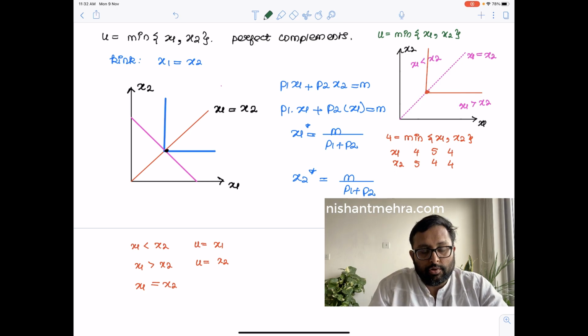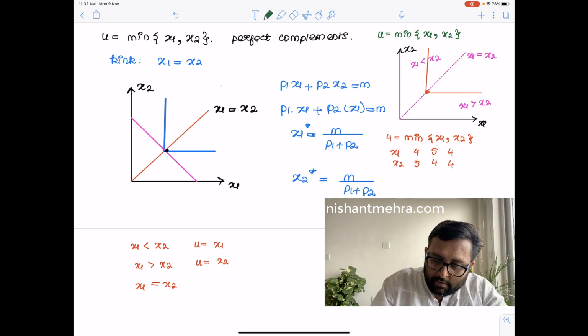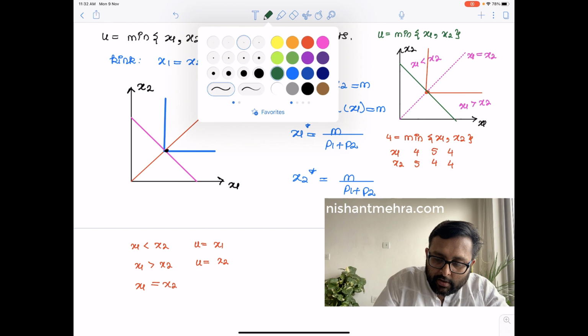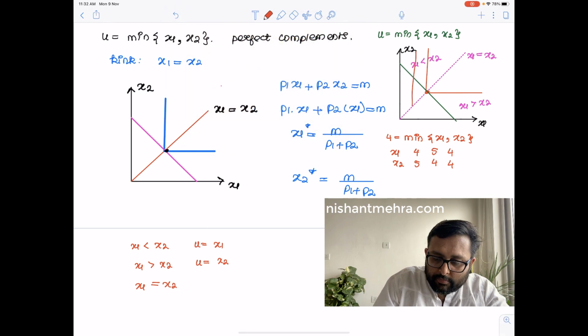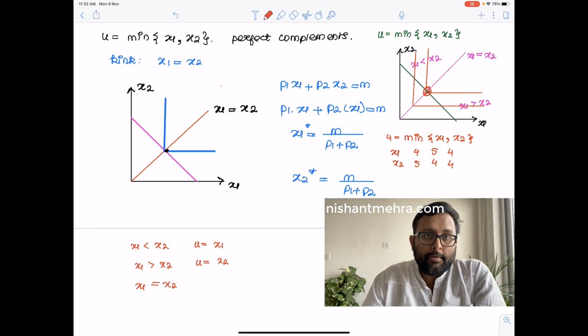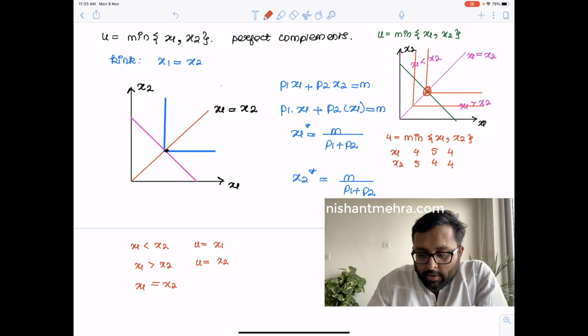You cannot use Lagrange, but of course you can use logic. So if this is my budget constraint like this, I'll ask myself, what is the highest indifference curve I can have? Is this the highest indifference curve, or is this the highest? Of course, this one is the highest indifference curve. So you are spending your entire income. First of all, you are on the budget constraint, so the budget constraint is getting satisfied.